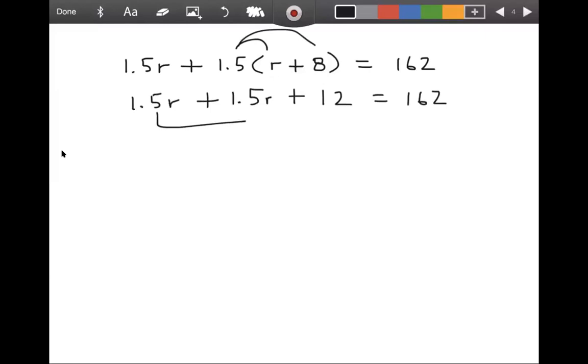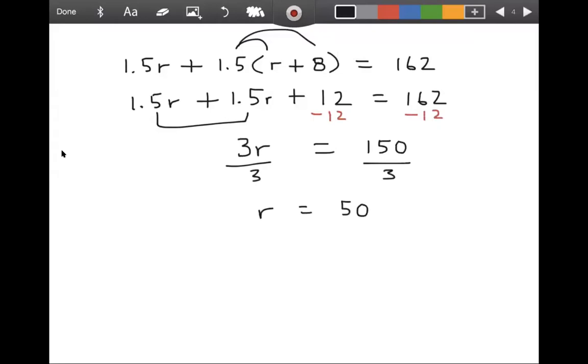Combining these like terms, 1.5R plus 1.5R is 3R. And why don't we take a little shortcut here? Subtracting 12 from both sides, I get 3R equals 150, which means R equals 50.